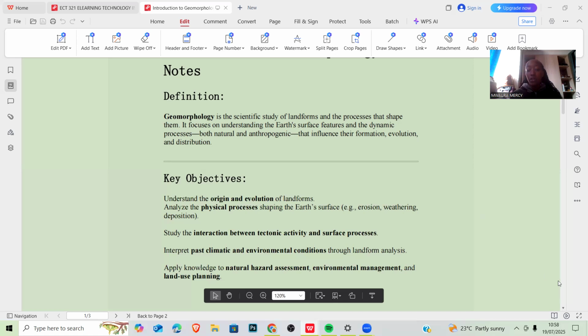Key objectives. The key objectives of geomorphology are: you have to understand the origin and evolution of the landforms; analyze the physical processes shaping the Earth's surface, for example erosion, weathering, deposition; study the interaction between tectonic processes and the surface processes; interpret past climatic and environmental conditions through landform analysis; and apply knowledge to natural hazard assessments, environmental management, and land use planning.